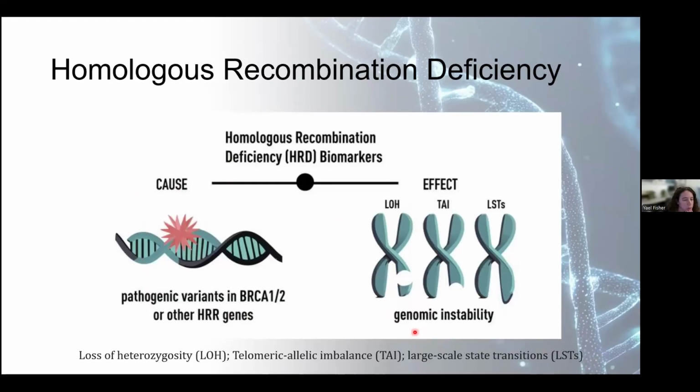These tests are quite complex, and they include three components: loss of heterozygosity, telomeric allelic imbalance, and large-scale transitions. This requires more complex testing than the usual NGS panels, and that's the reason not all NGS panels cover this genomic instability testing.